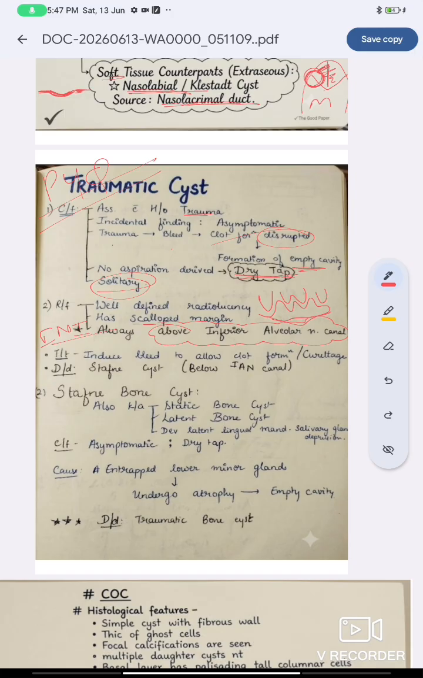Okay, Stafne bone cyst, it is also known as static bone cyst, latent bone cyst. It also has a dry tap, but it is always located inferior to the alveolar canal. Below the inferior alveolar canal, it is Stafne bone cyst.